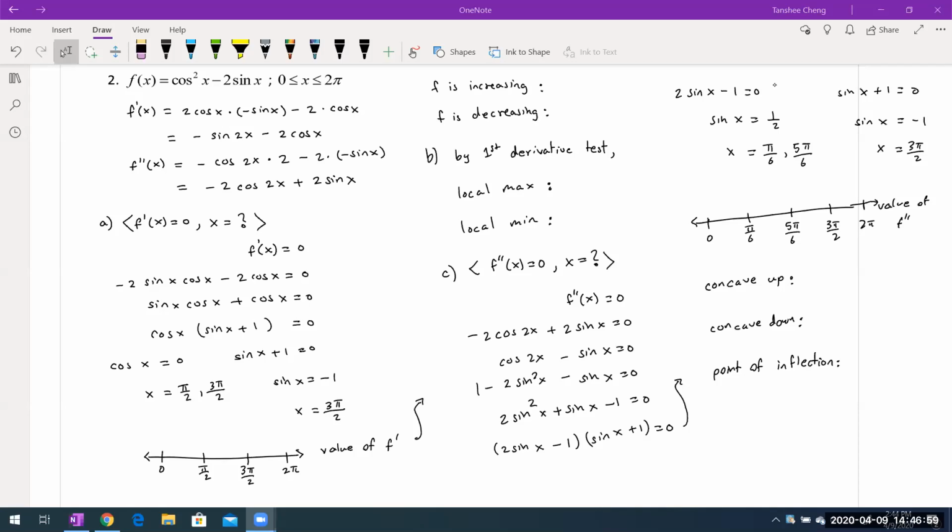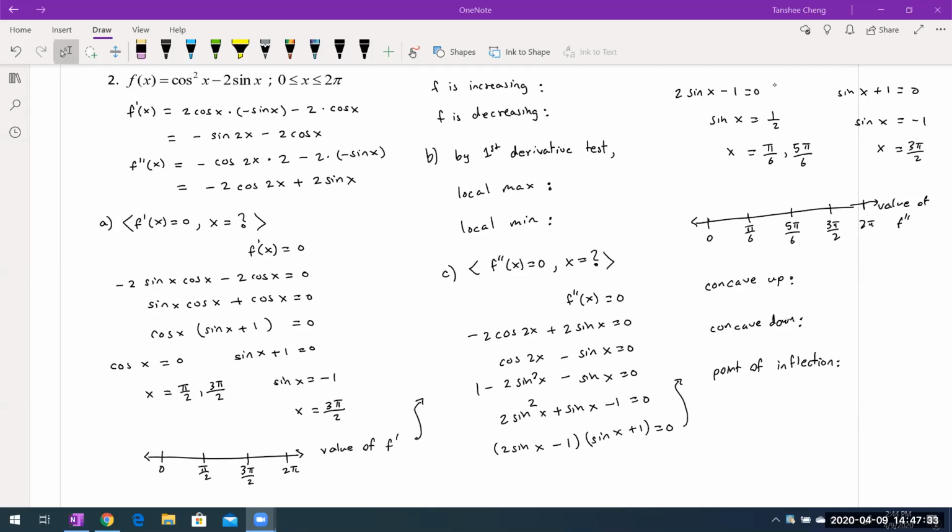So the given function is cosine square x minus 2 sine x. And we don't want to graph endlessly, so you are given the interval from 0 to 2 pi. In order to find out increasing and decreasing intervals, critical numbers, local maximum, local minimum, concave up, and concave down, I take the first derivative and the second derivative first.